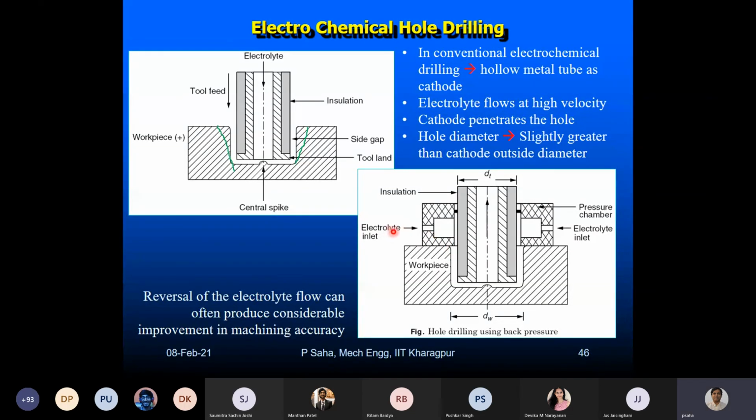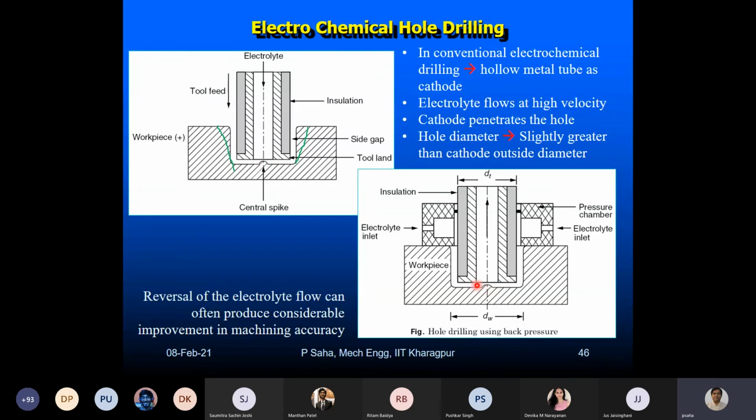Reversing flow means here we are flowing through this. The electrolyte inlet is there. It is entering through this, and here somehow it is sucked out. Here always fresh electrolyte is entering, and this is contaminated electrolyte. Due to this, this kind of spike which was there, so much sharpness will not be there.